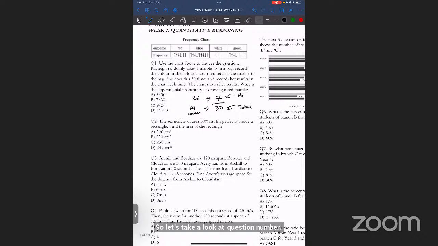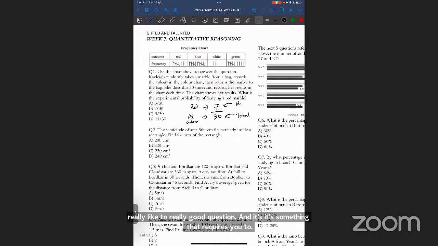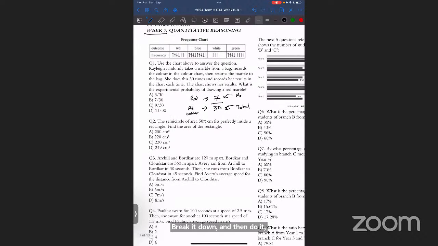I really like two. Two is a really good question, and it's something that requires you to break it down and then do it step by step. But other than that, it's a fairly easy question. It's a fairly good question.